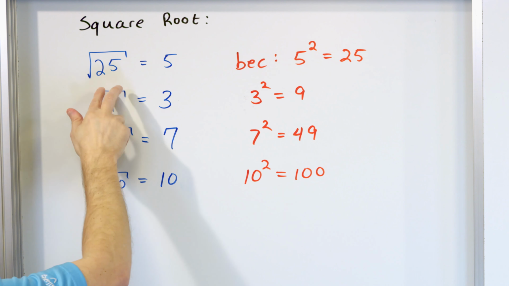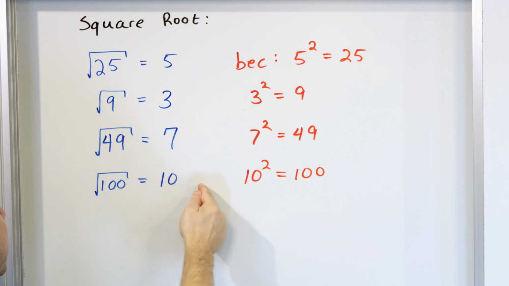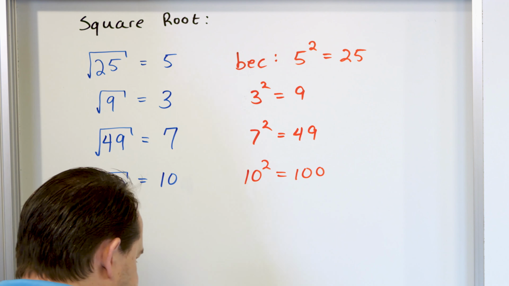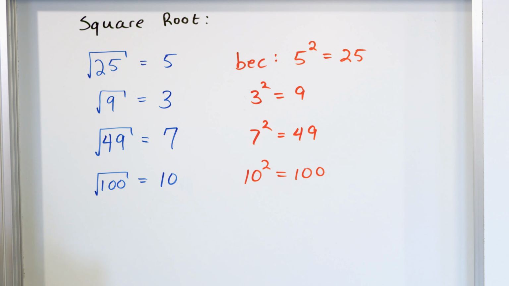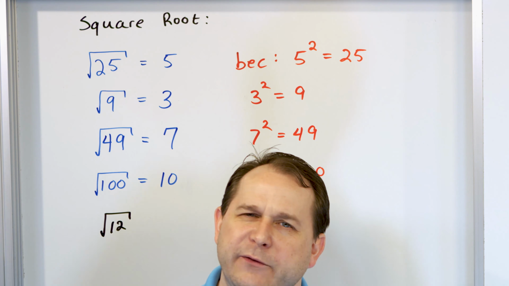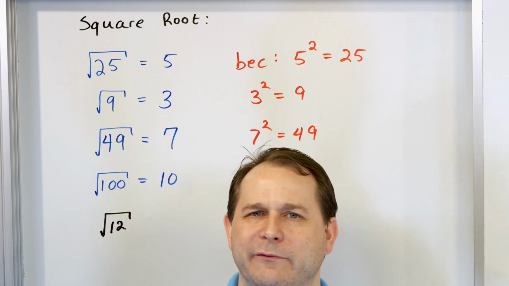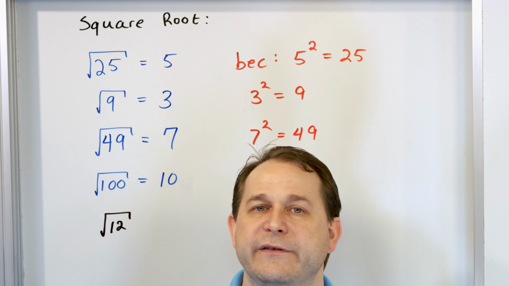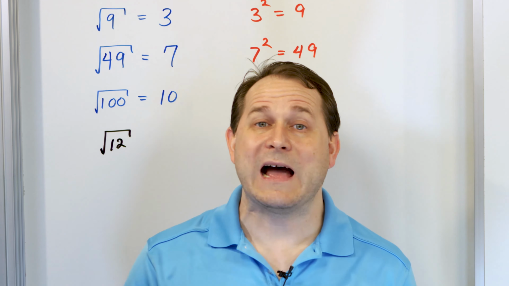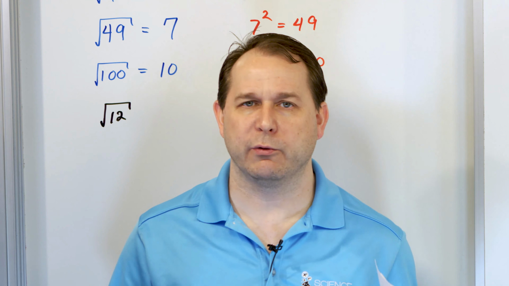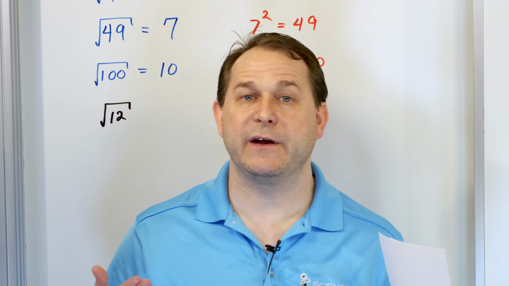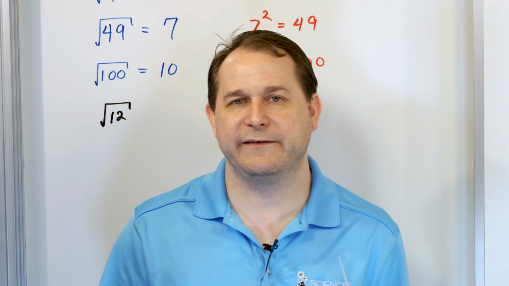They've all been carefully chosen numbers that have a square root that is a whole number. But what if you had something different, like the square root of 12? Well, you see, you're looking for a number. What times what gives me 12? Well, okay, 3 times 3 gives me 9. That's not right. 4 times 4 gives me 16. That's not right. So there is no whole number that works. It does not mean that 12 doesn't have a square root. It just means that there is no whole number that is the square root of 12.